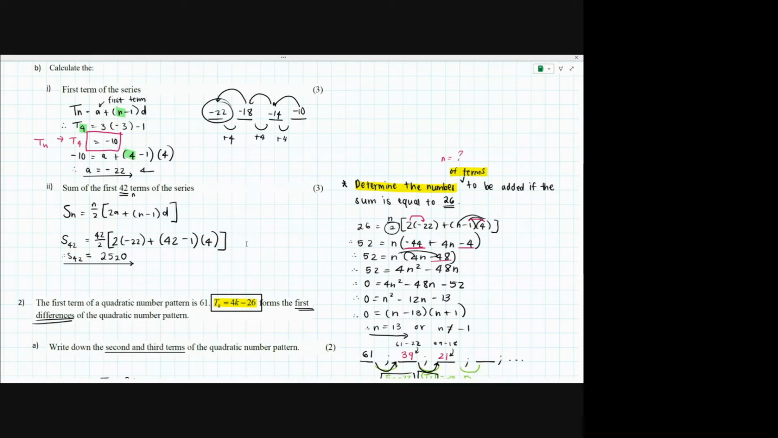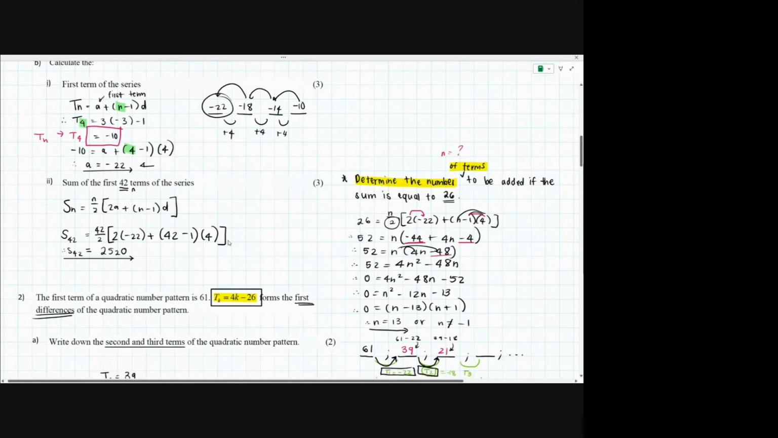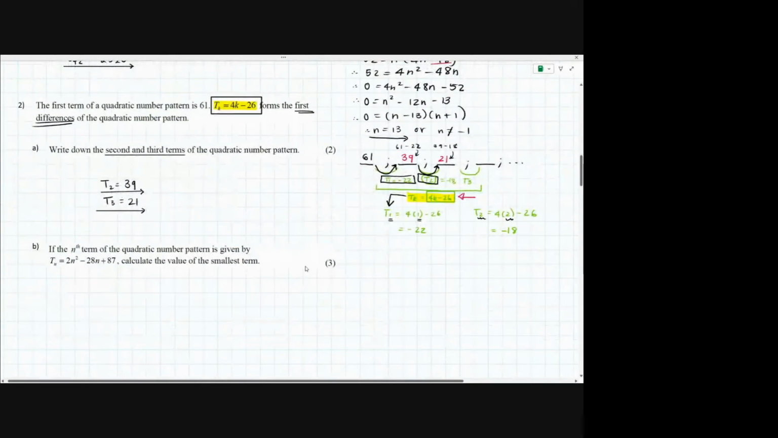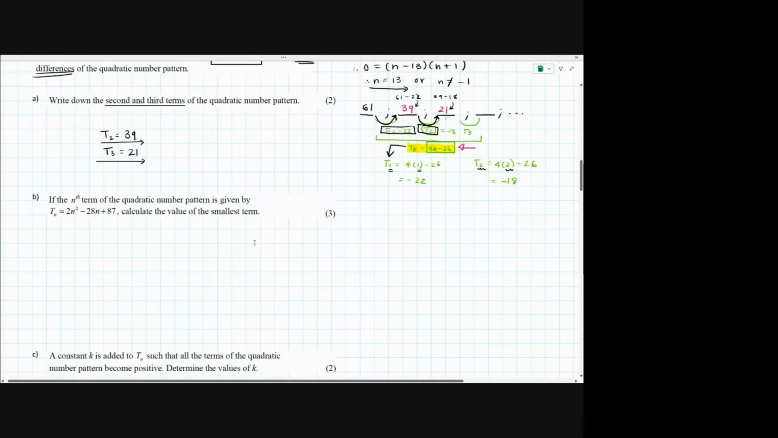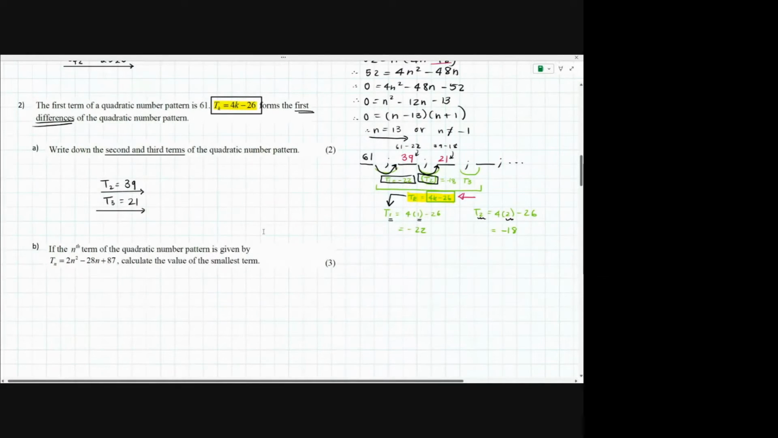Right. So again, guys, first differences will tell me what I need to add or subtract to my quadratic to get each term. Right, so it says if the nth term of the quadratic pattern is given by Tn equals 2n squared minus 28n plus 87, calculate the value of the smallest term. So let's just establish what they're telling me. This over here gives me the rule for my quadratic pattern.